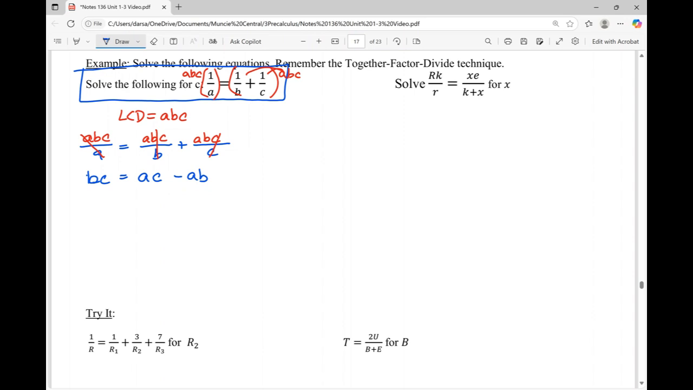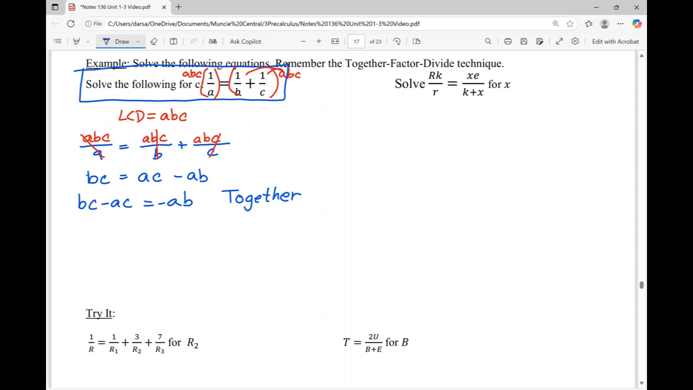We use a little technique that I call together factor divide. The idea is if it's got the thing that we want to solve for in it, we need all of those together on one side of the equation and everything else that doesn't have the letter C in it together on the other side of the equal sign. So I'm going to subtract AC over to the left. So we get BC minus AC is equal to negative AB.